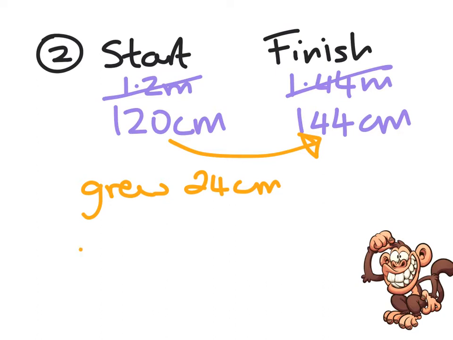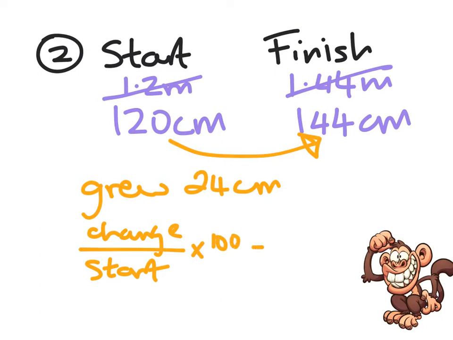Well, the little formula we're going to use for that is the change divided by the start times 100. So, how much did he change by? 24. What was he at the start? 120. Times your answer by 100 to get a percentage. Do some cancelling. Makes life easy.